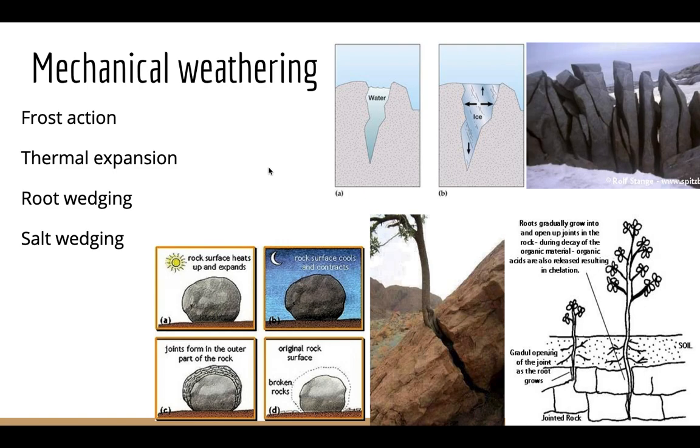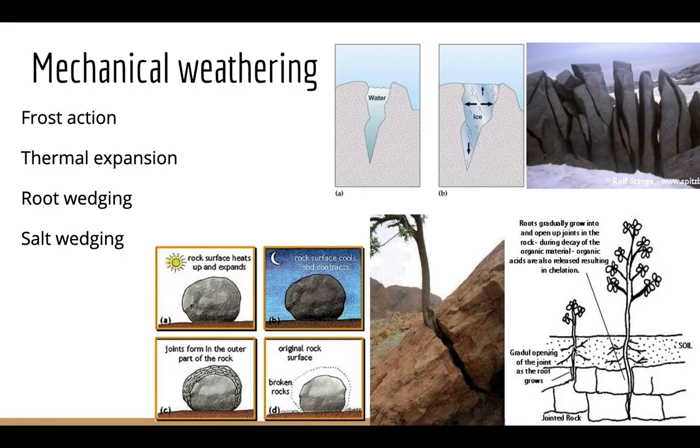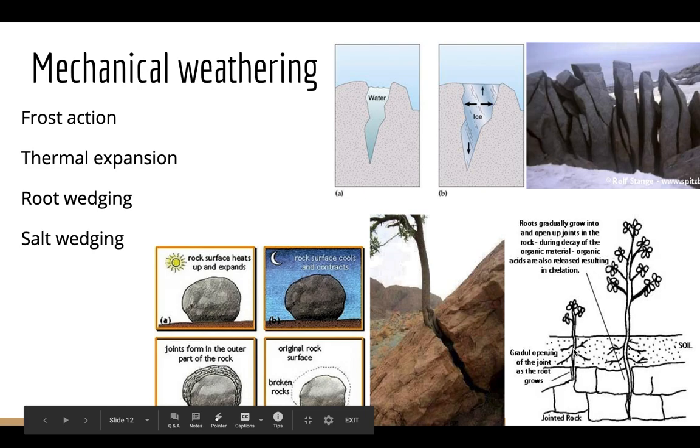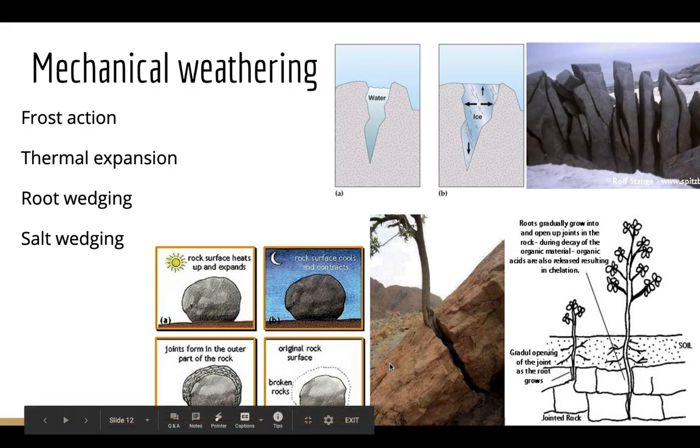Root wedging is exactly what it sounds like. You get a little plant that comes into a rock, and its seed gets dropped into a little crack in the rock. And as that plant grows, the roots get larger and larger, and they grow down into the crack, and they actually pull the crack apart. So the roots are growing into the crack and then pushing that crack apart, so widening and deepening that crack. And this is kind of a very extreme example of root wedging happening.